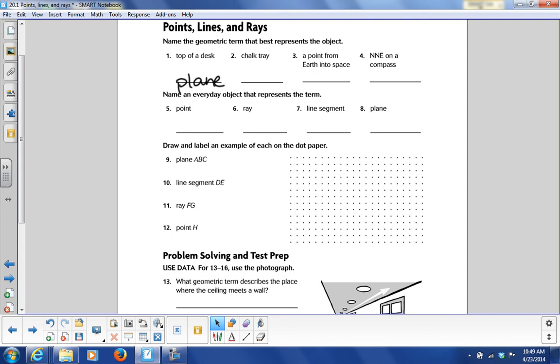Point from Earth into space, so a starting point like where you're sitting right now, all the way into space. We don't know where space ends, so that gives you kind of a hint. And north, northeast on a compass, so imagine you have a compass, starts here in the middle. Miss Fernley needs to calibrate her smartboard, and it goes that way.